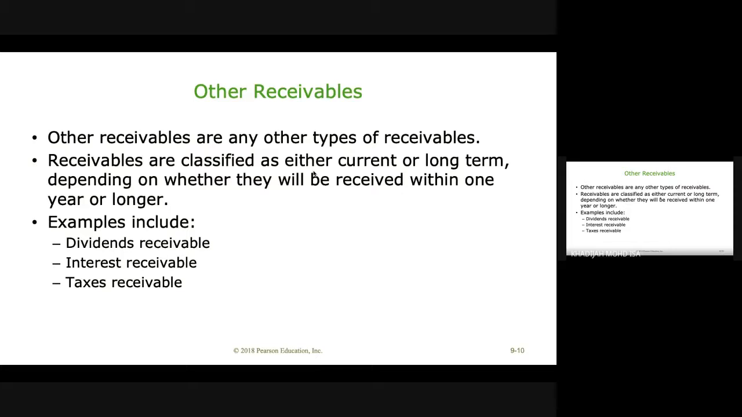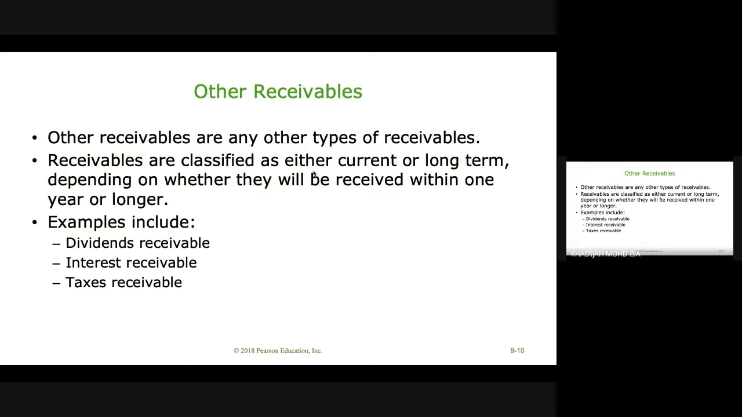And we also have other receivables. Other receivables are any type of receivable. They could be classified as either current or long term, depending on whether they will be received within 1 year or longer. So if you're going to receive within 1 year, it's going to be a current asset. But if it's more than 1 year, it will be under long term.